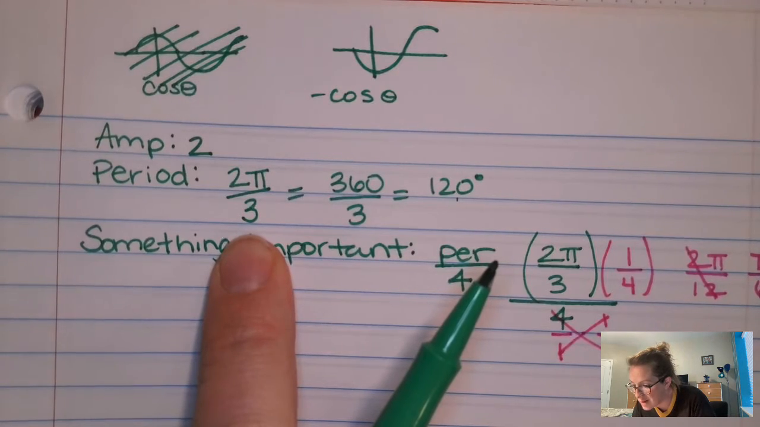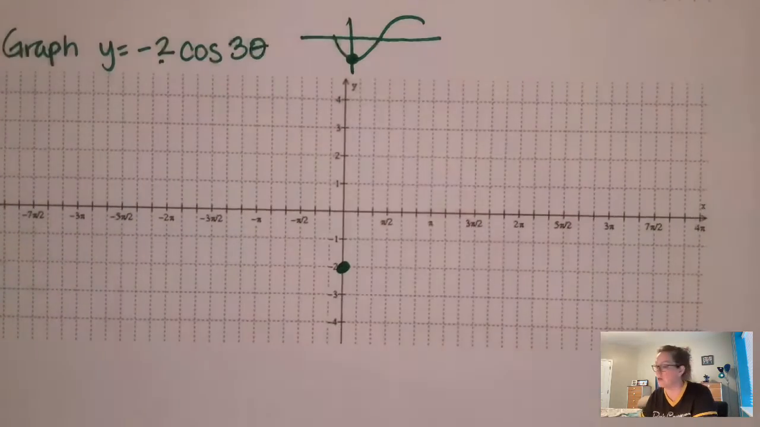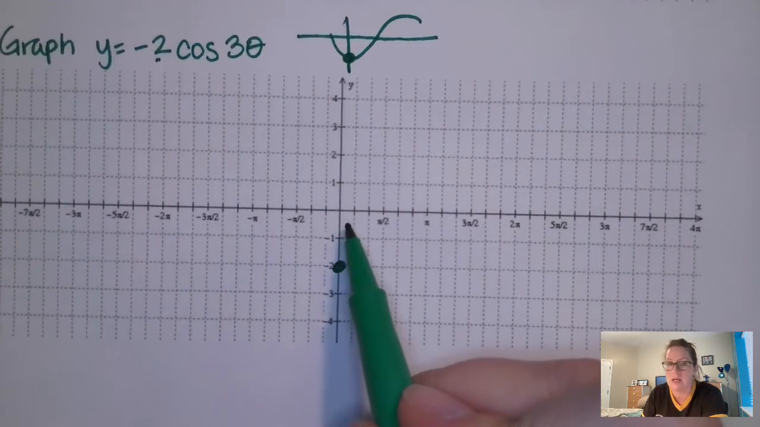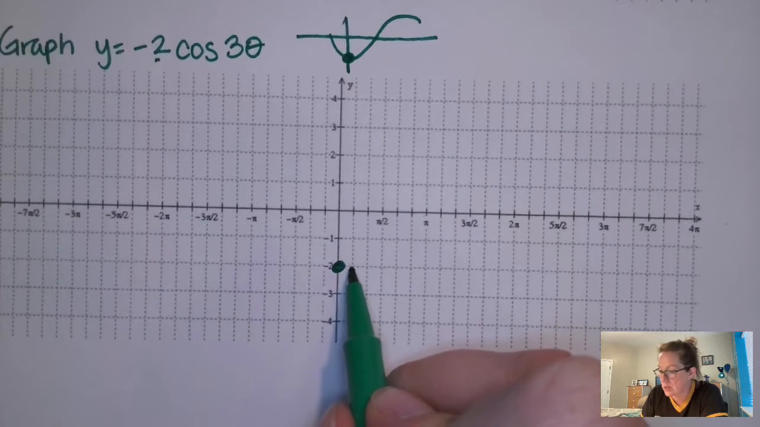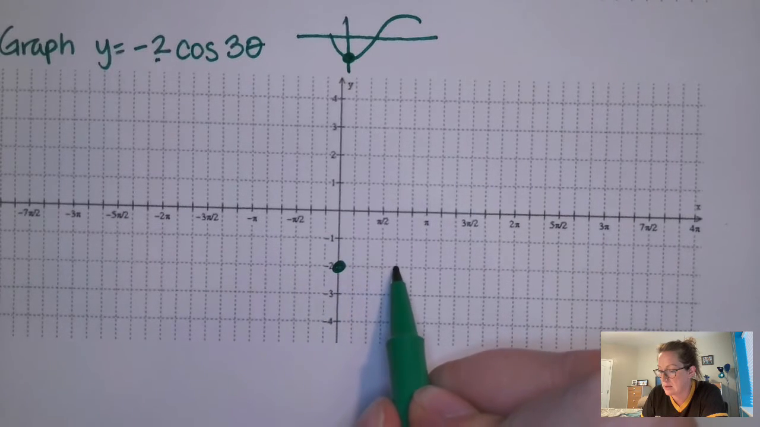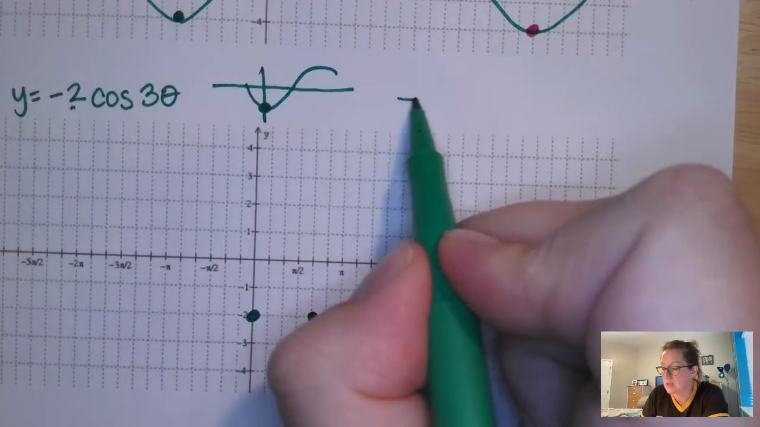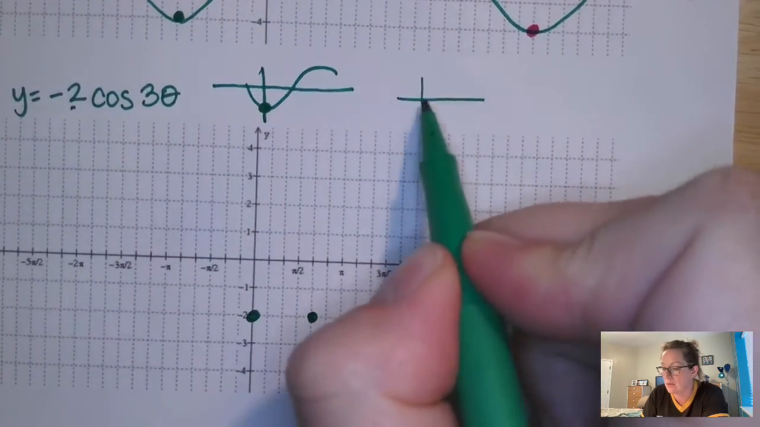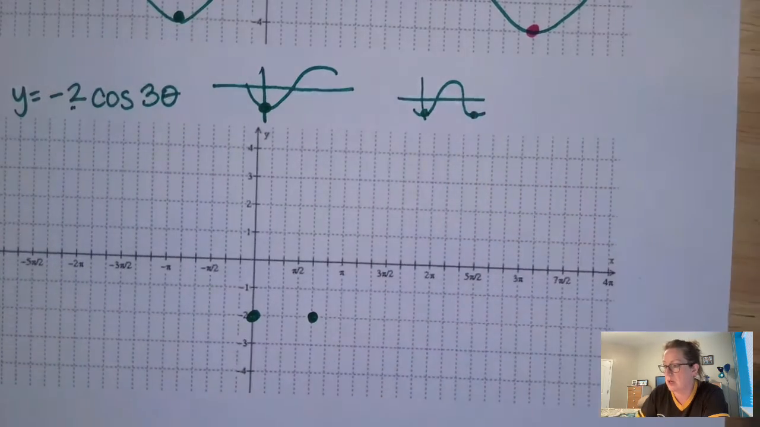2 pi over 3 is not marked on our lovely thing, but we can go out 120 degrees because we know each of these marks is really 30 degrees. So 120, so that's 30, that's 60, that's 90, there's 120 degrees. What does this 3 really mean? That 3 really means where we would normally have 1 period, that would be 1 full period.